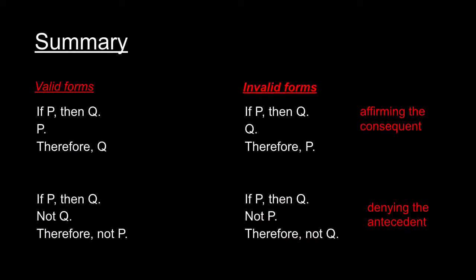So in conclusion, let me just summarize what we've learned in this tutorial about conditional arguments. First, there are two valid forms of conditional argument, those you see on the left here. And second, there are two invalid forms, those you see on the right. The two invalid forms have names. The first one is called affirming the consequent, the fallacy of affirming the consequent. The second is called the fallacy of denying the antecedent. My suggestion is that you simply memorize these forms as valid and invalid, respectively.